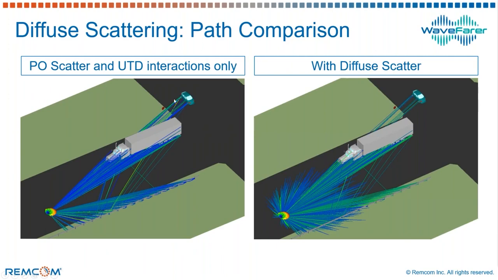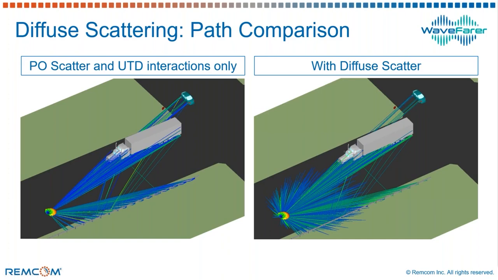Now, if we wanted to look in our path viewer and compare these two cases, here is the case that we just looked at. We didn't have diffuse scattering yet. And this is just looking at the top 2,500 paths or so. Now in the diffuse scattering case, when we do the same thing and look at the top 2,500 paths, we see a whole lot of additional interactions, particularly in close. And again, this is just the top 2,500 paths.